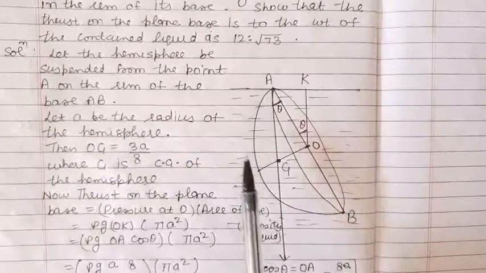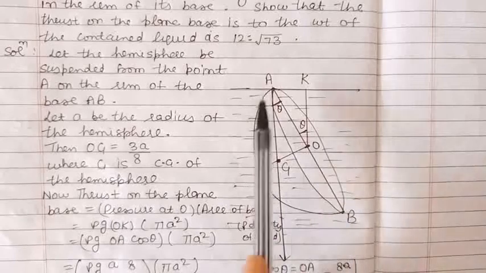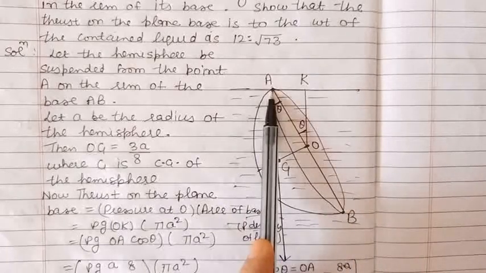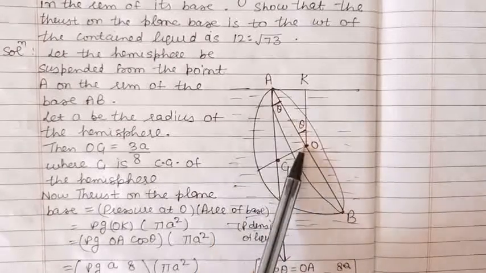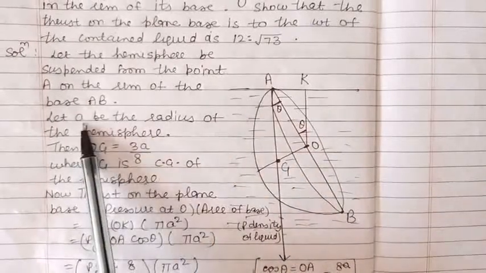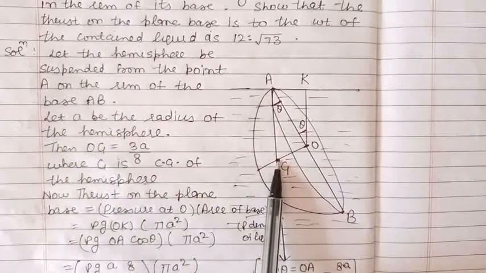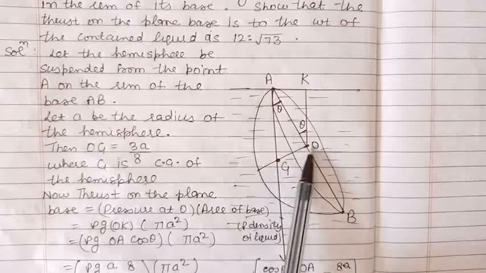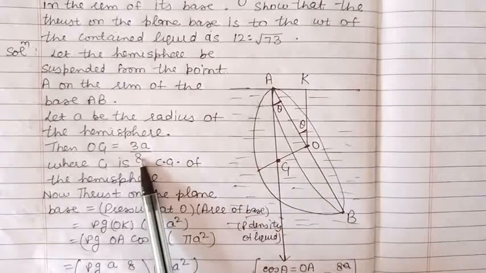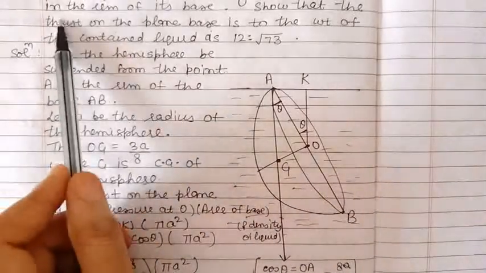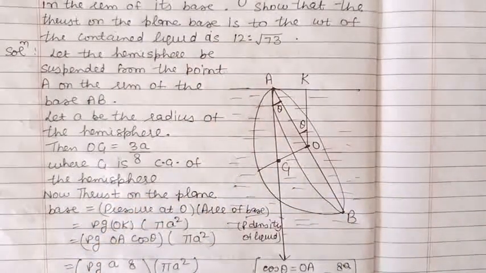So let us consider this is a hemisphere which is suspended from the point A. A is the point on the rim of the base AB. OA, this is the radius. Let us take it to be a. G is the center of gravity of the hemisphere. So the distance OG will be 3/8 times the radius. Now we are to find the thrust on the plane base and the weight of the liquid contained. So let us find them one by one.